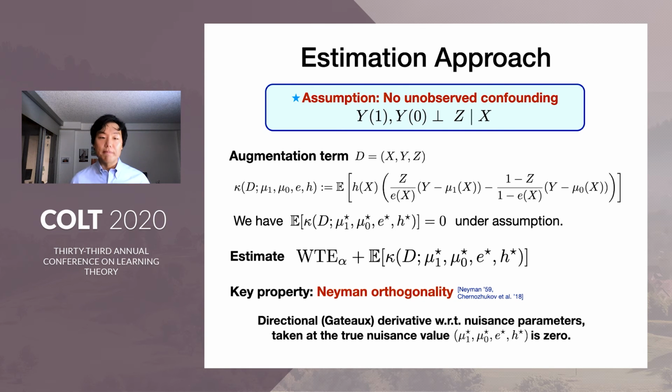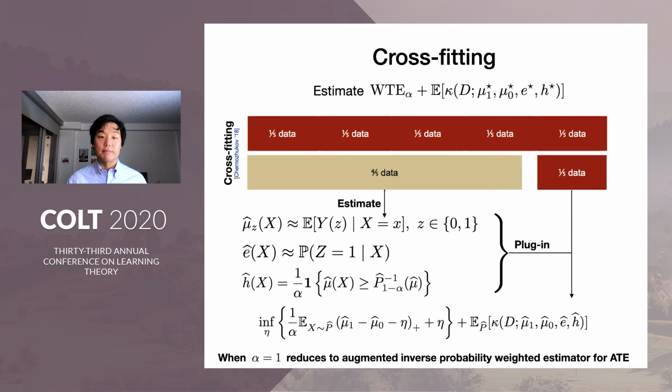So this means that the derivative of this augmented functional with respect to the nuisance parameters is equal to 0 at the true nuisance parameter value. And this is going to allow us to become insensitive again to these errors in the nuisance estimates.